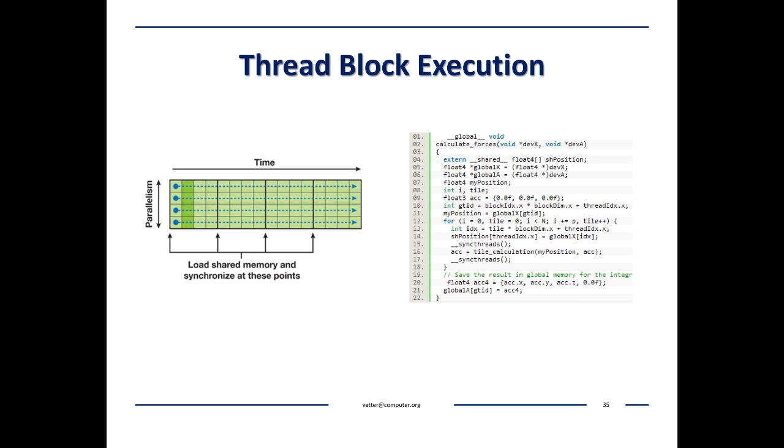And then here, you're going to save the result in global memory, and that's basically the result that has been accumulated as you execute tile calculation. And then you save that back into the global array, and that's your acceleration. So, you know, there's not a lot of code here, but it can be intricate.